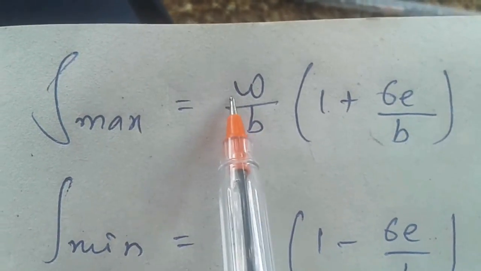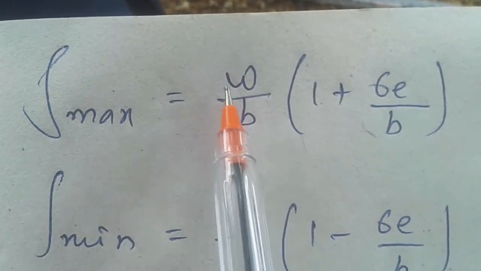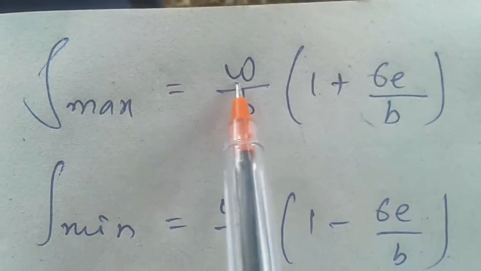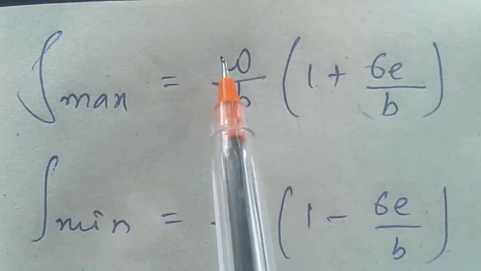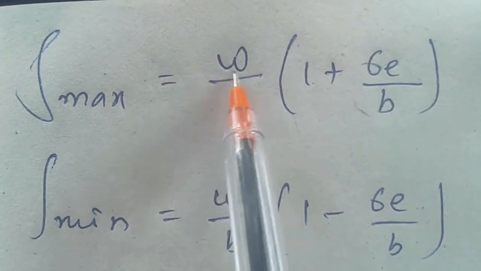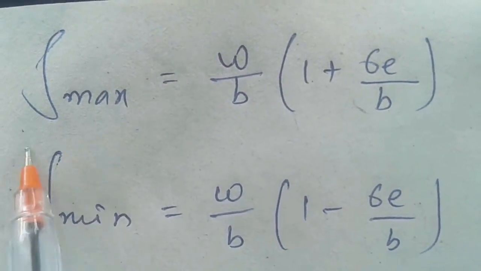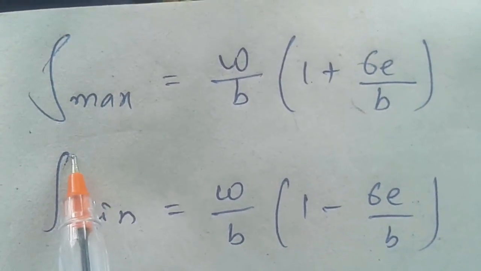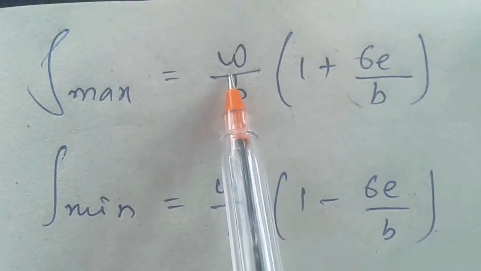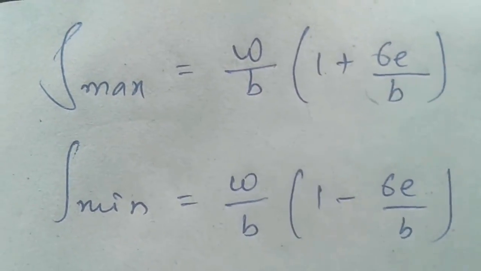Here W is the self weight of the dam. Don't take the water weight here. This is the main important factor. If this W value changes, the total maximum stress value will change. Remember that W is the self weight of the dam.